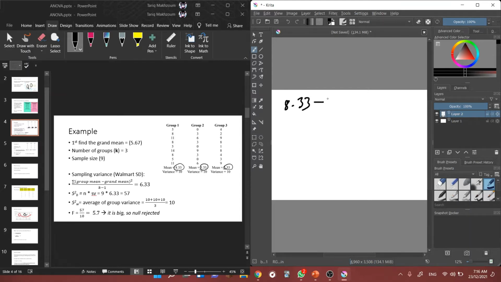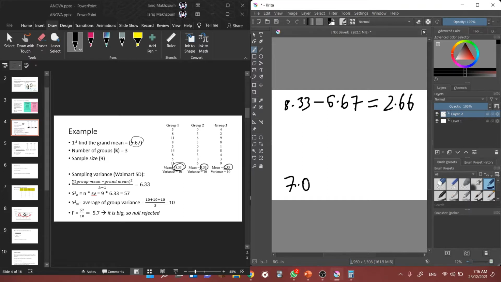So what that looks like is we're going to do 8.33 minus 5.67. That's our grand mean. So our first group mean minus the grand mean, and the result of that is, let me just get out a calculator. So 8.33 minus 5.67, it's 2.66. And then we're going to take that answer and square it, which gives us 7.07.